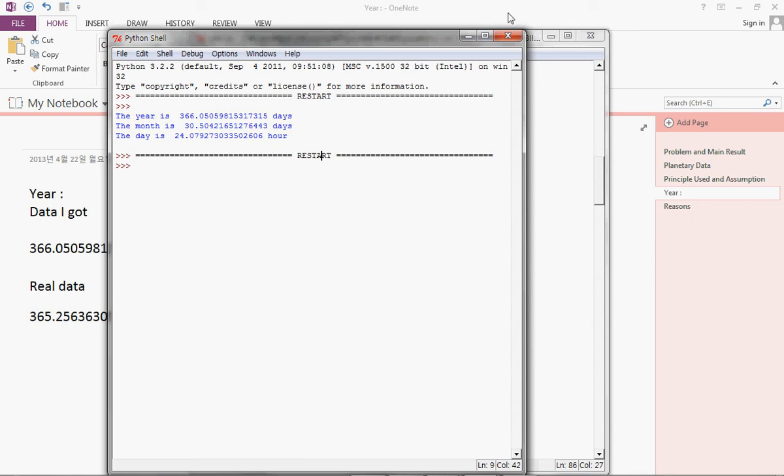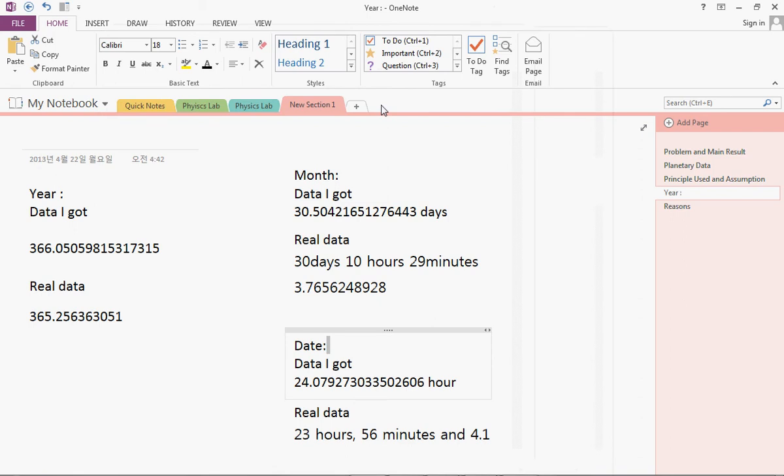And let's see how close my data is to the real data. So the year I got was 366 days, right? The real data, not that they gave us, but that I found on the internet, was 365.25. So it's a bit off by about a day. For the month, the difference is like 2 hours. Yeah, around an hour. Yeah, for the date, again, there is a difference, but you see that it's kind of close enough.